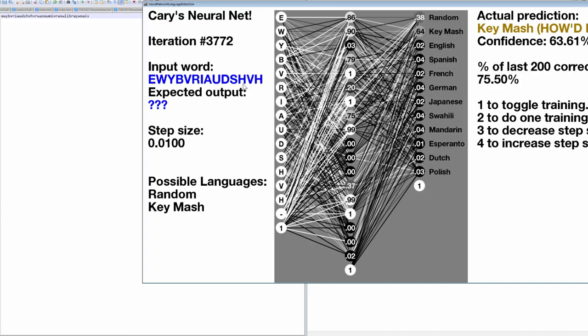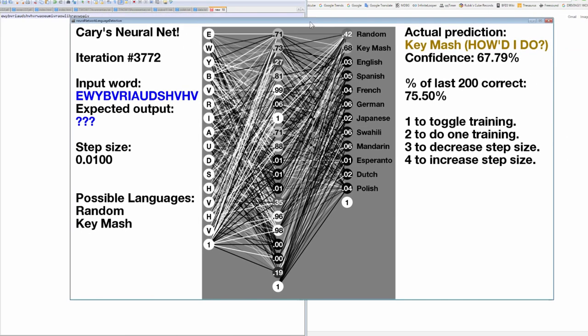One letter left. V. Key match. I guess it's key match with 67% confidence. That's pretty cool. Now let's try.